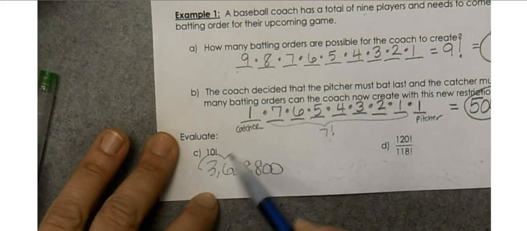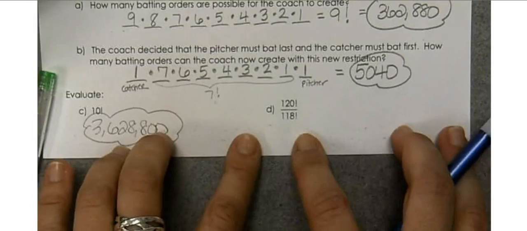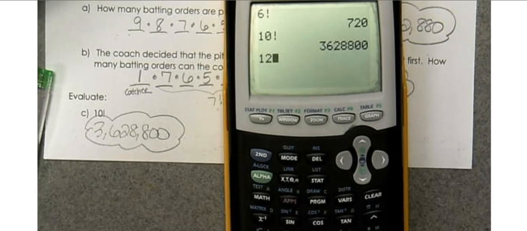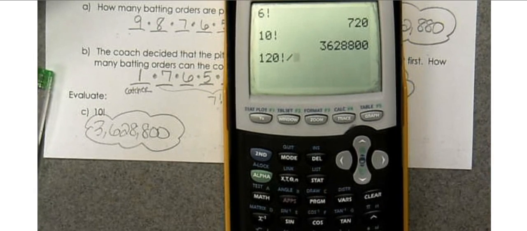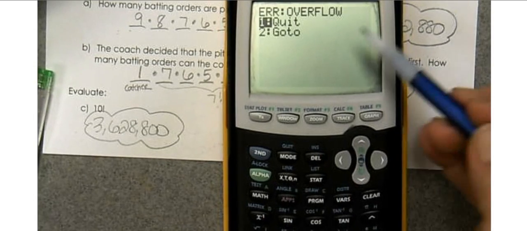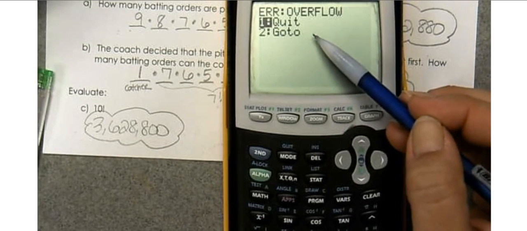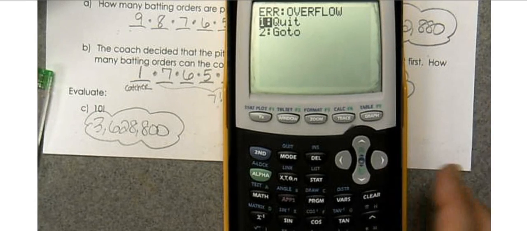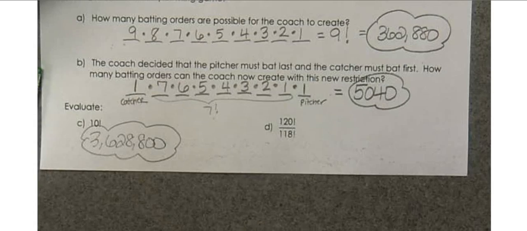But let's say that we tried to put this in our calculator. Let's say we tried to put 120 factorial over 118 factorial. Notice that this gives us an overflow. So that means that it was too big for the calculator to handle. So let's think about what this really means.